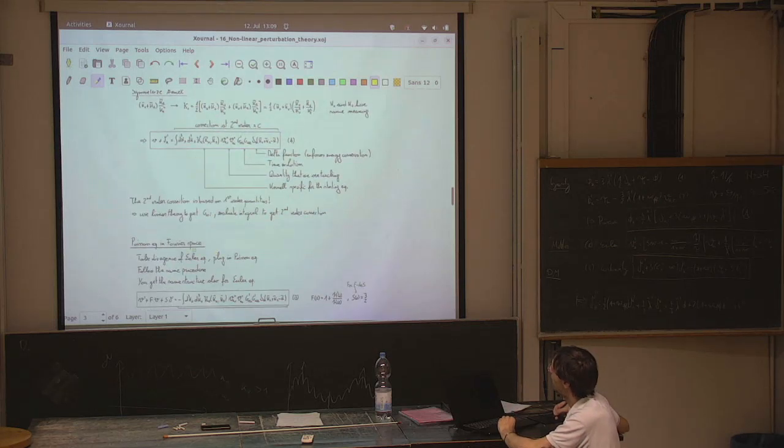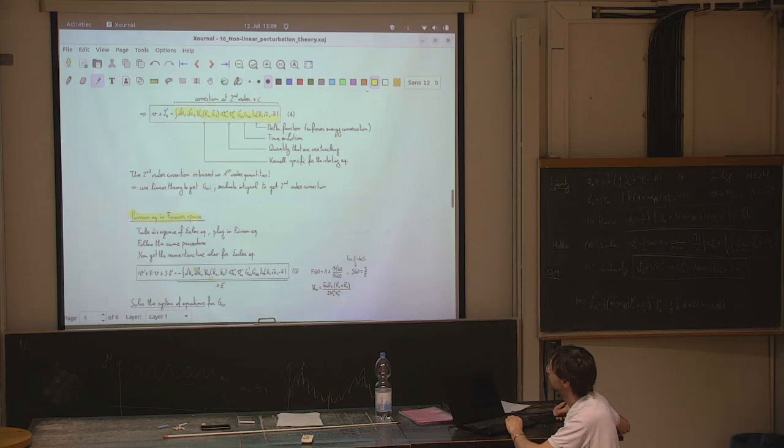So these are our two equations: the continuity equation that includes the perturbative term of second order, and the Poisson equation that contains the perturbative orders up to second order.